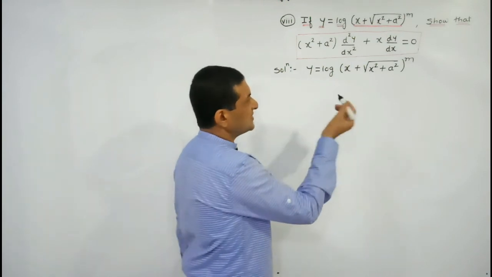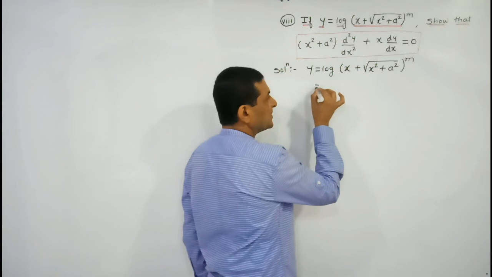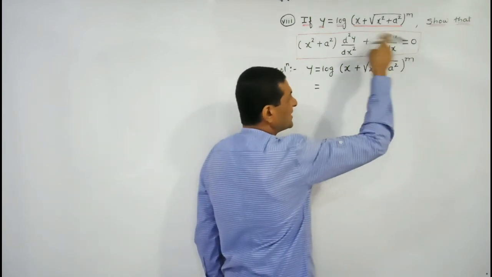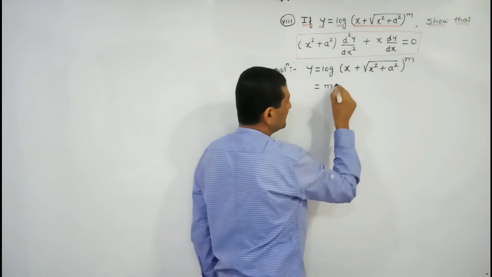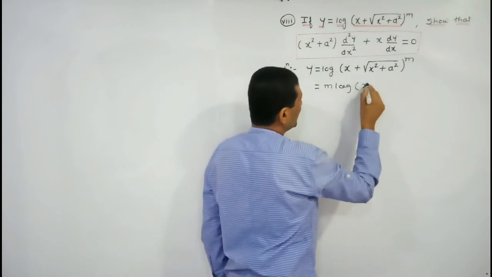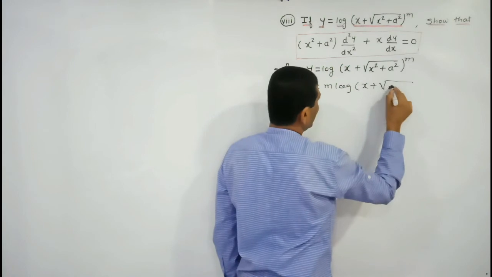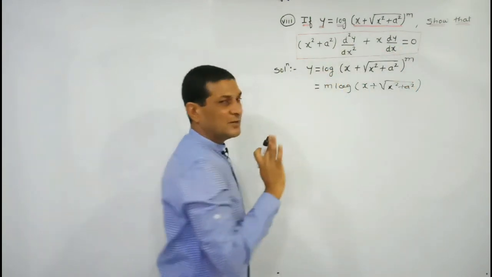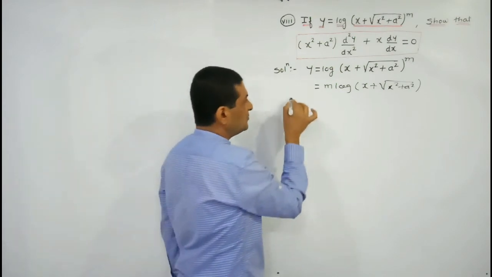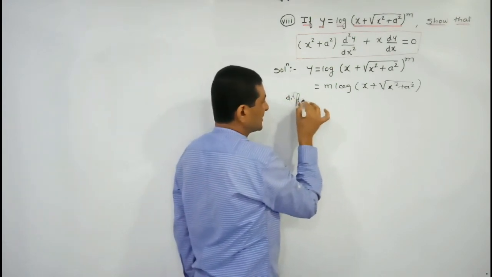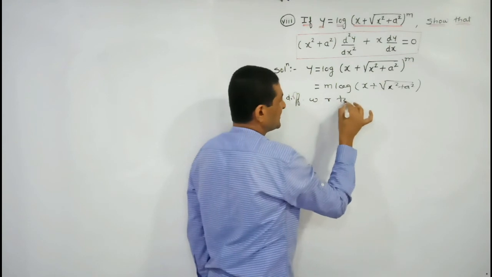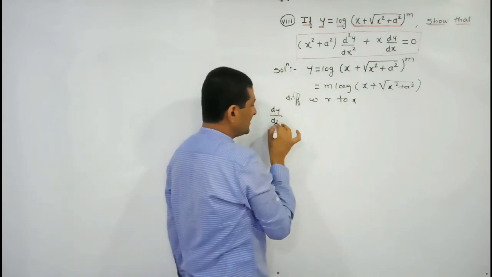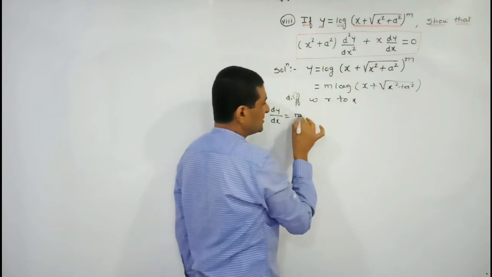Here we can observe that the function is logarithmic, so first simplify it using laws of logarithm. According to laws of logarithm, this power m can be taken as coefficient, so here we will get m into log of x plus under root x square plus a square. Just simply applying laws of logarithm, this power we have taken as a coefficient. Now we are differentiating it with respect to x, so derivative of y is dy by dx. If you observe this side, m is a constant term, keep it as it is.